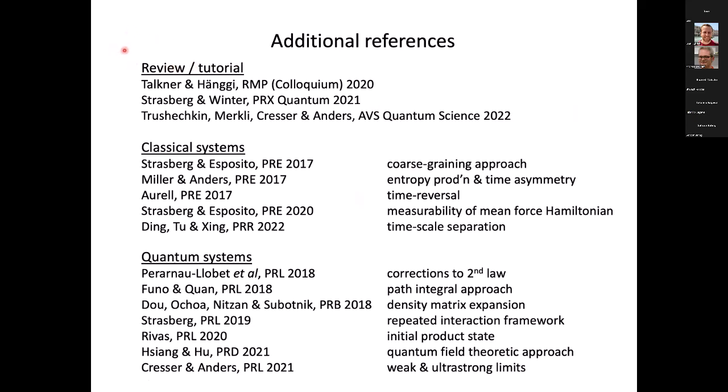I can't be comprehensive here, so I apologize to those people whose papers I haven't referenced. But if you're looking for review articles or a tutorial, the two Peters, Peter Talkner and Peter Hänggi, wrote a colloquium in Reviews of Modern Physics a couple of years ago. This focused on the classical aspects, which have been the aspects that I focused on throughout this talk. I should say that this colloquium is actually fairly critical of a number of approaches taken in the field.